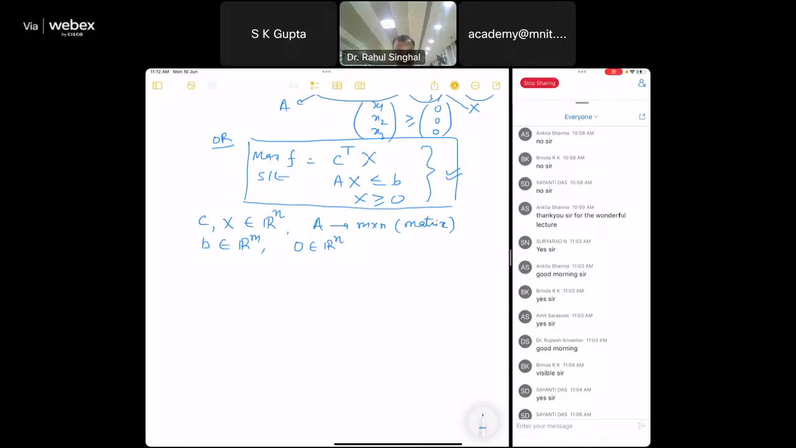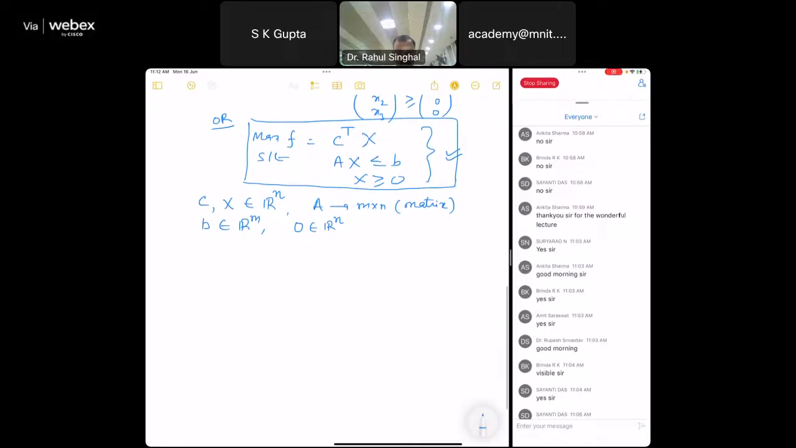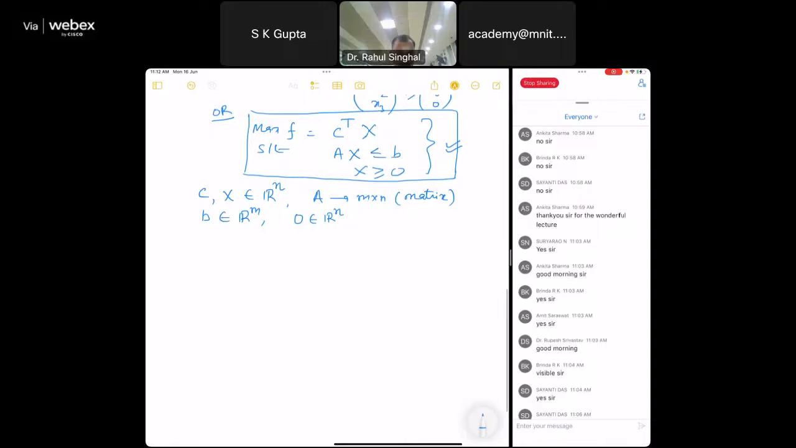Okay. So now we can talk about some of the properties of linear programming problem. First of all, to understand some of the properties of linear programming problem, we have to understand what a convex set is. Most of you might know what a convex set is, but for those who do not, I just want to explain what a convex set is.